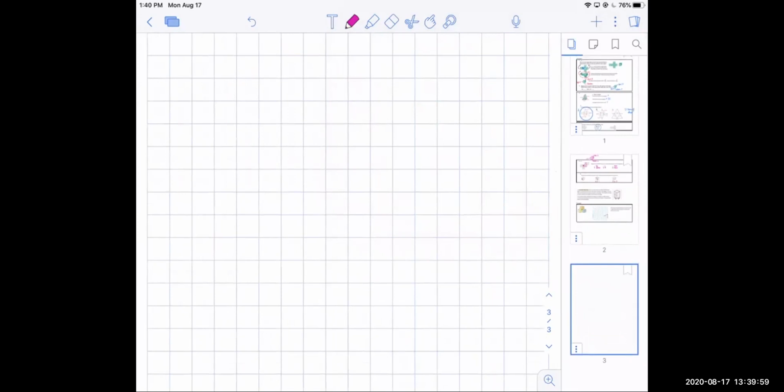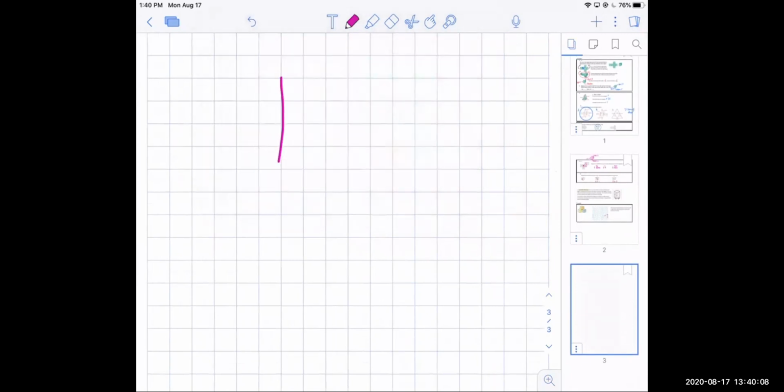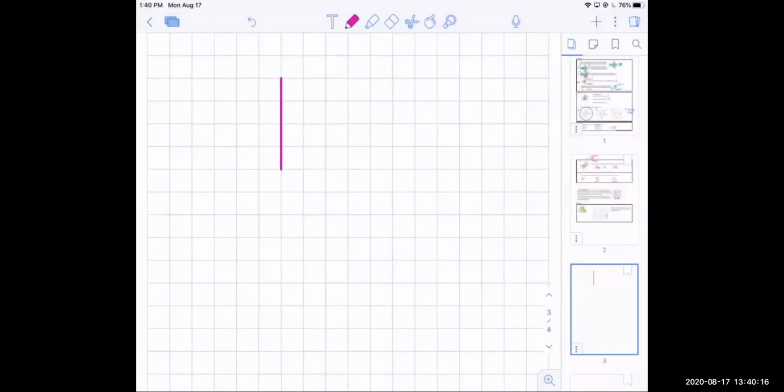So on normal graph paper, if you have a 3 by 3 right triangle, so these are both 3. How can you find that diagonal length?